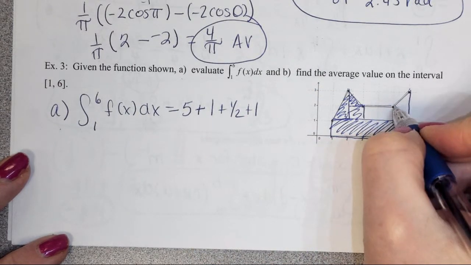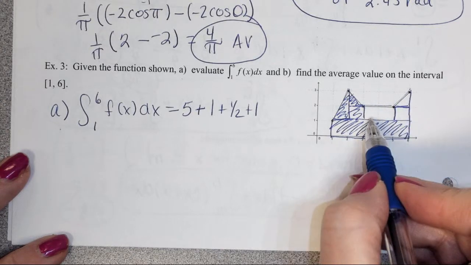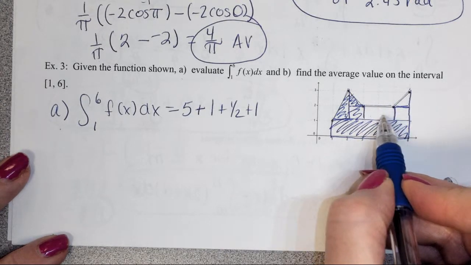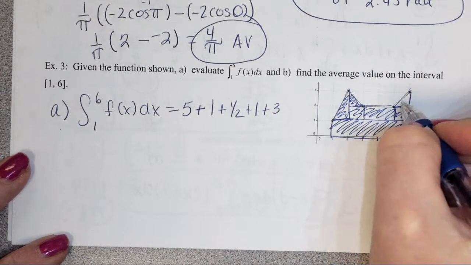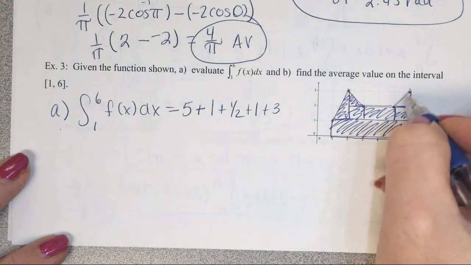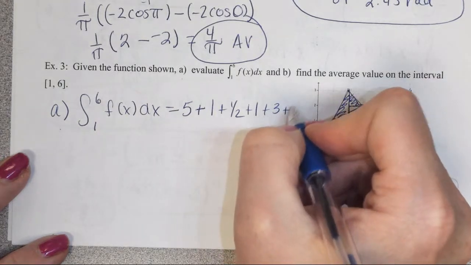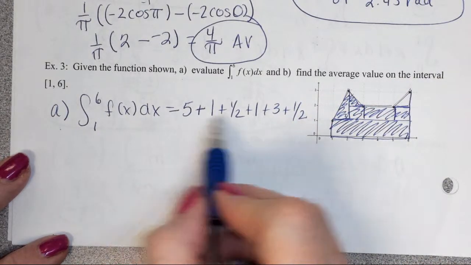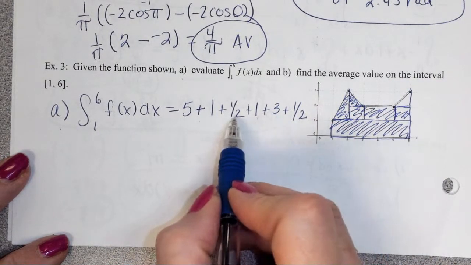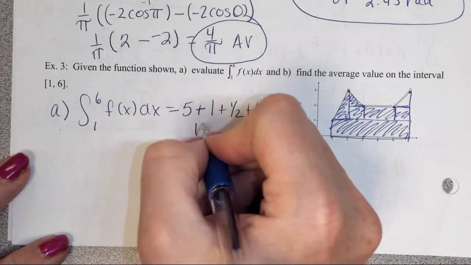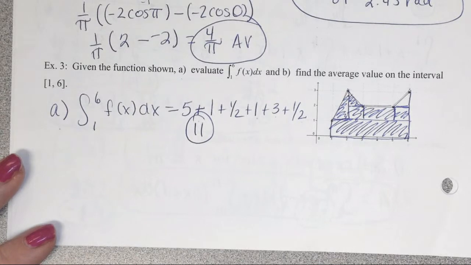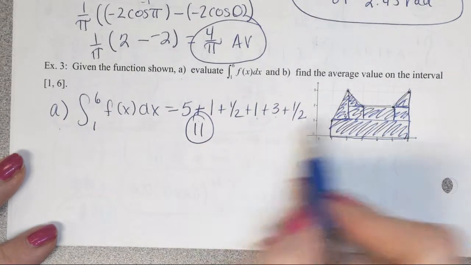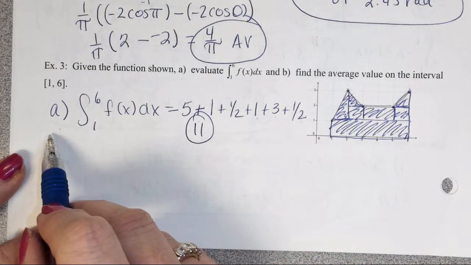All right, let's go all the way over to here. What's the area of those? 3. Done with those. Lastly, this one. What's the area of that one? A half. So now add them up. 6, 7, 10 and a half and another half, 11. So 11 is going to be the answer to that integral because integration just finds the area. So we are finished with part A.